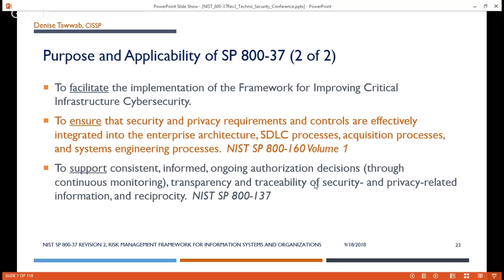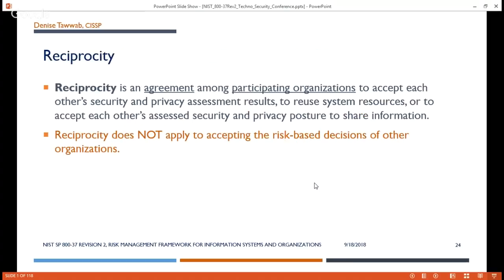And then to support consistent, informed, ongoing authorization decisions, because even when you authorize a system to operate, that's an ongoing decision. And so if you implement the guidance in 837 correctly, you will be able to set it up in a way that it supports you being able to have the information you need for ongoing authorization decisions, for transparency and traceability of security and privacy related information, and reciprocity.